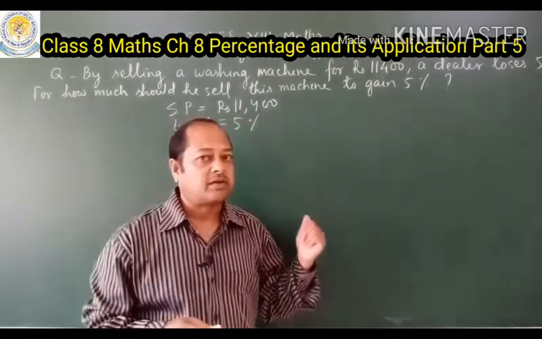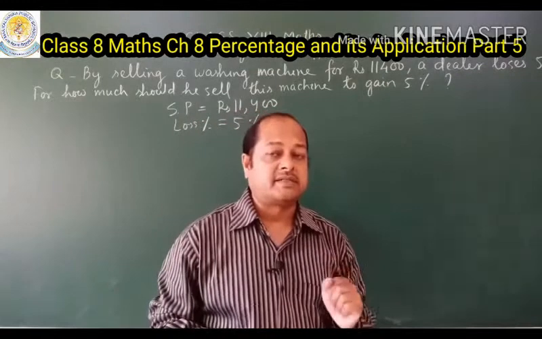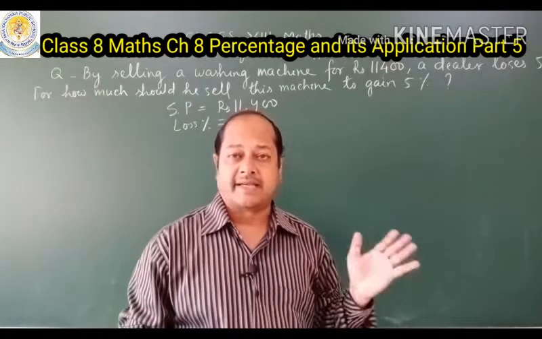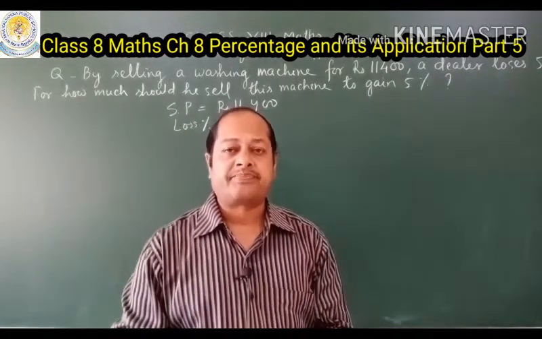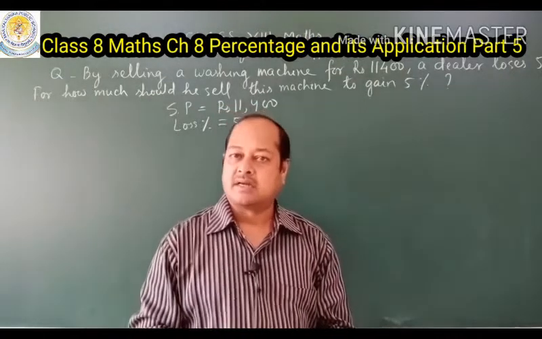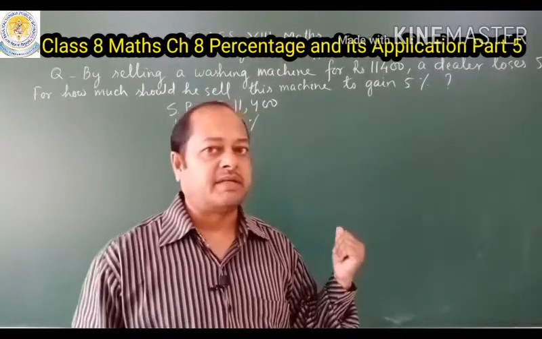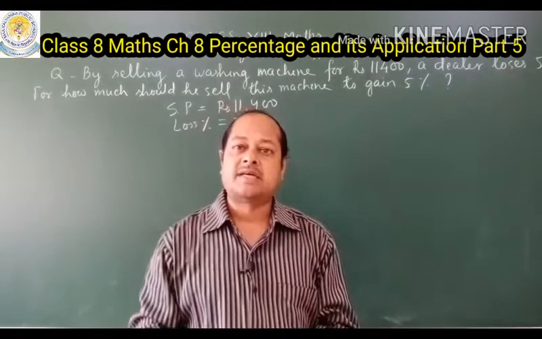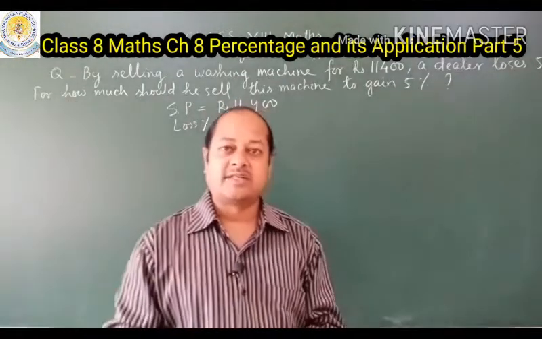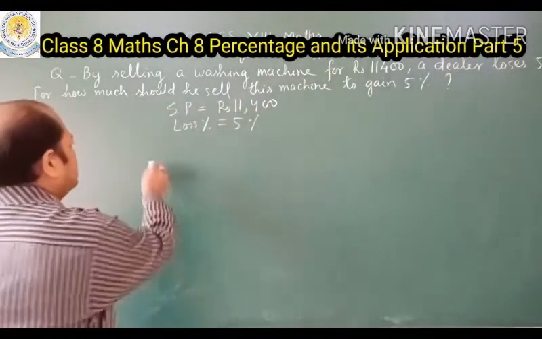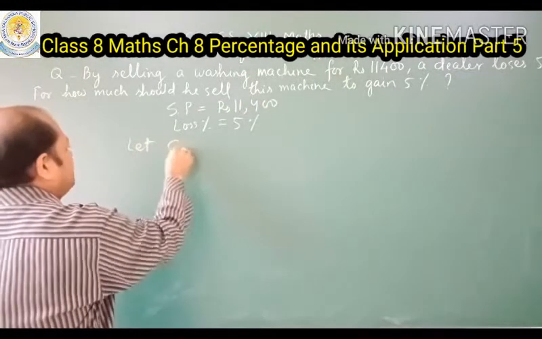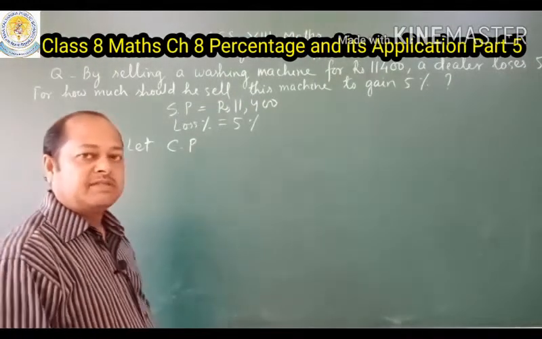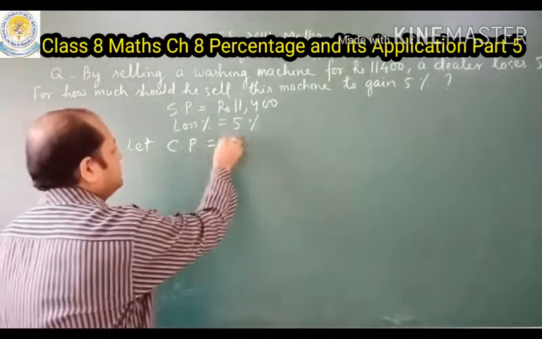Here the cost price is not given, so we have to take the cost price as x. There is some other method also, you can take the cost price as 100. In my method I am taking the cost price as x. Okay, so let us solve. Let CP, that means the cost price, equal x.